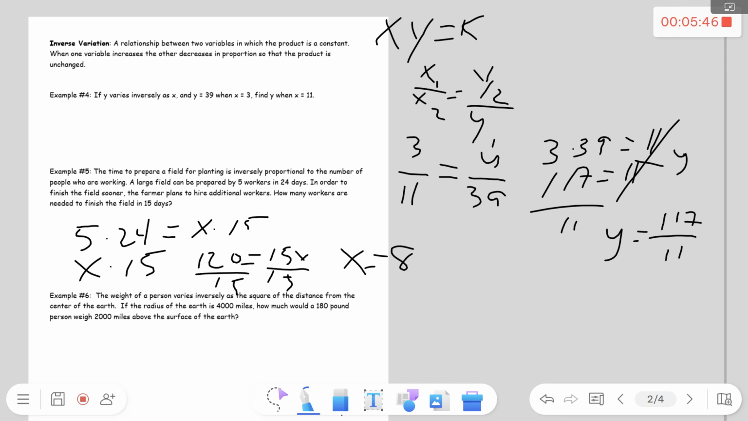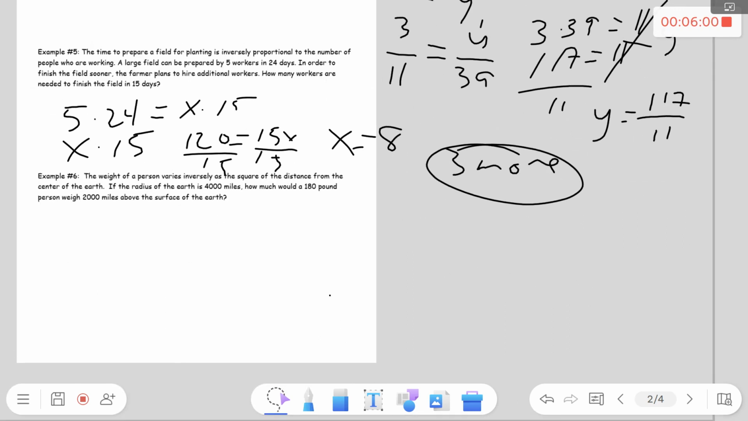So he needs to hire three more workers. I think it says how many more does he need to hire. How many additional workers does he need to hire? 3 more he's got to hire. You need 8 total to get it done in 15 days. The only way you're getting it done in 15 days is if you have 8. He's got 5. He's got to hire a few more people.